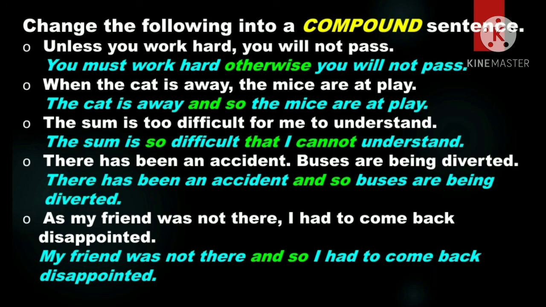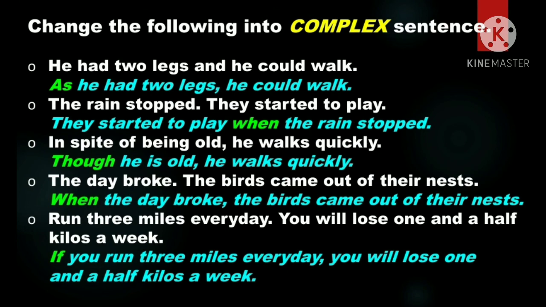And look at the last example. As my friend was not there, I had to come back disappointed. So when we change this into compound, then we should write as "my friend was not there and so I had to come back disappointed." Clear? Yes. And the last one is change the following into complex sentence.